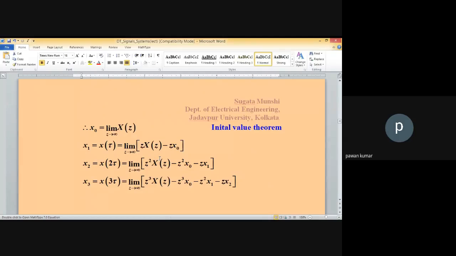Understood? Yes sir, got it. In a similar manner, you can derive the others.